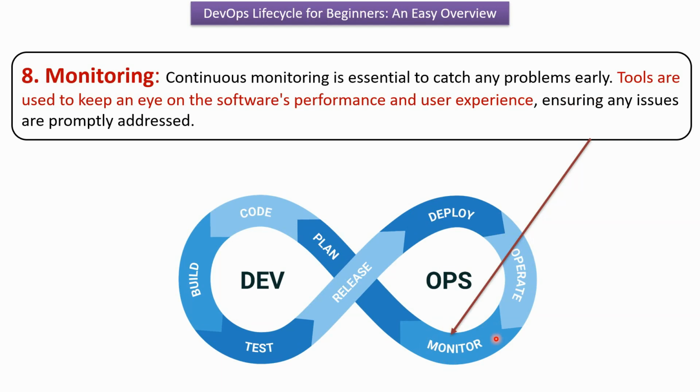Continuous monitoring is essential to catch any problem early. In this stage, tools are used to keep an eye on the software performance and user experience, ensuring any issues are promptly addressed.